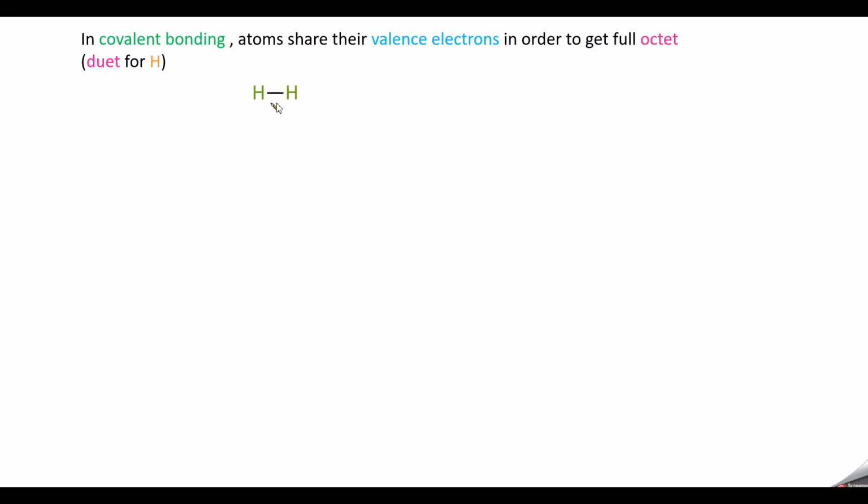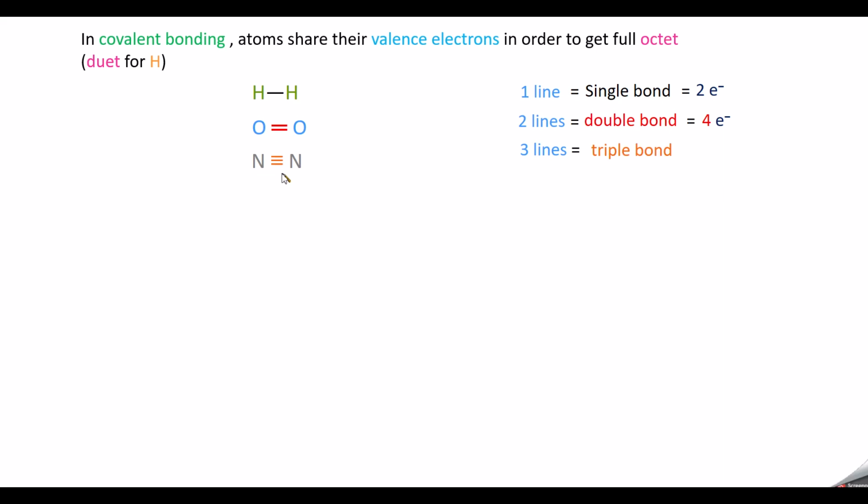You take this hydrogen molecule and you have a single line, and this is nothing but a single bond, which means a pair of electrons. So, 2 electrons are shared between 2 hydrogen atoms. You take this oxygen molecule where you have 2 lines, that means a double bond. So, that represents 4 electrons that are shared between 2 oxygen atoms. You take this nitrogen molecule where you have 3 lines, that means you have a triple bond.